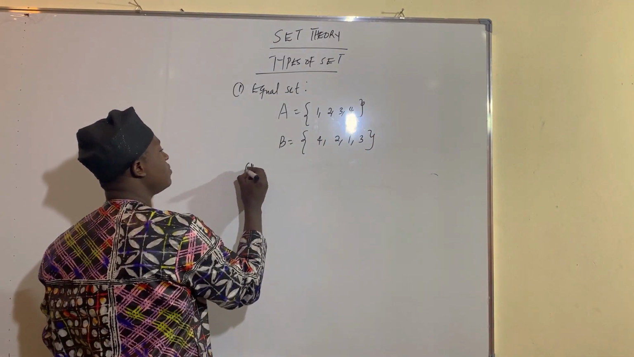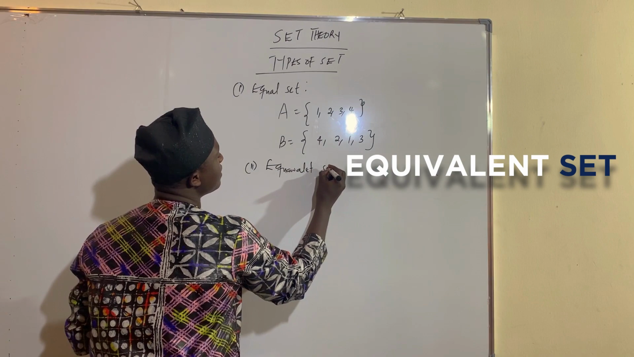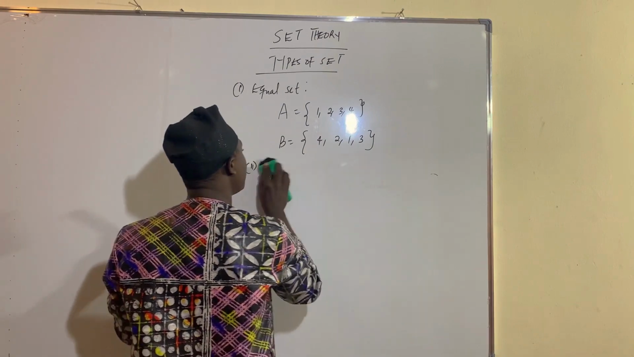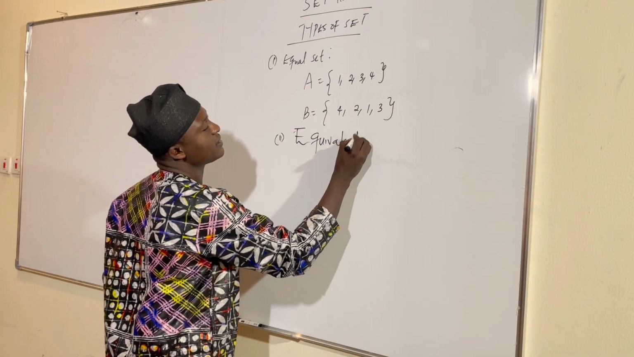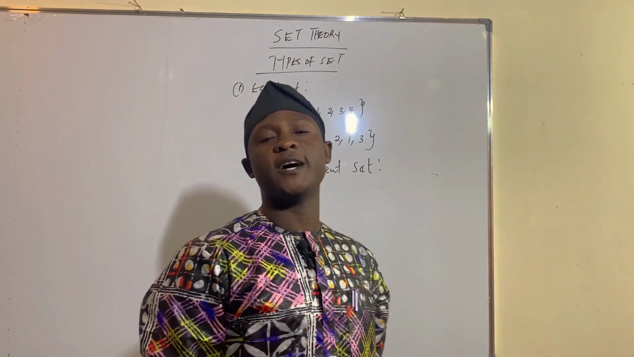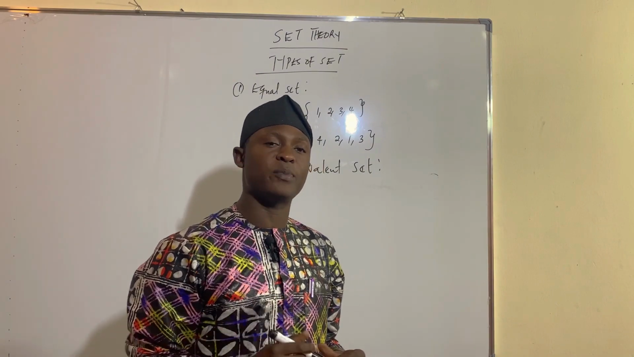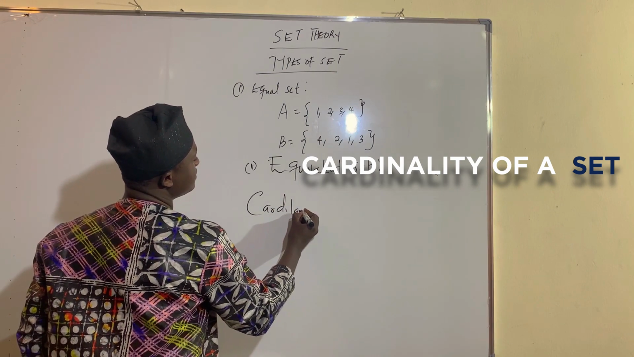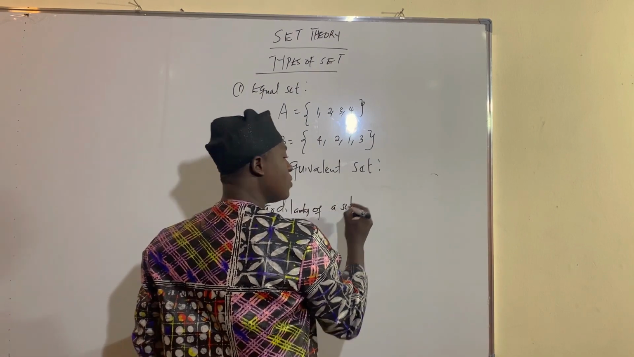Another type of set that we have is called an equivalent set. Two sets are said to be equivalent if they have the same cardinality. Maybe I should first explain the meaning of cardinality so that you will not get perplexed. What do we mean by the cardinality of a set? When we are talking about cardinality, it means the number of elements we have in a particular set.